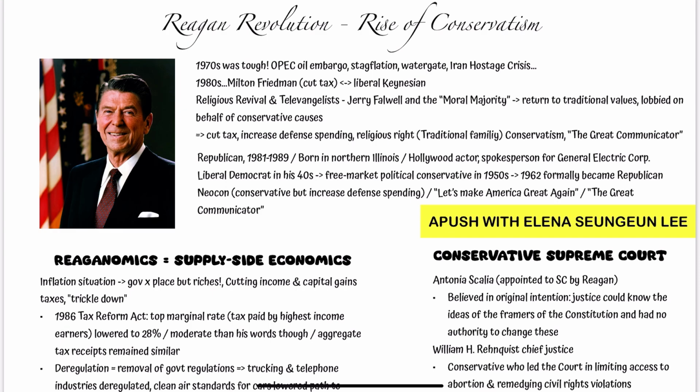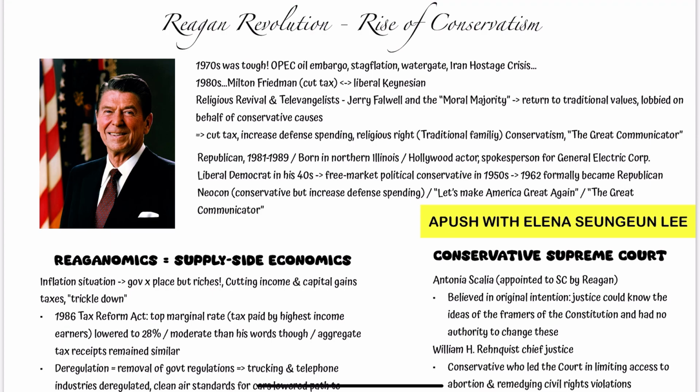So let's look at some key elements about him before we dive in. His political affiliation: he's a Republican. He served as president for 2 terms from 1981 to 1989. He was born in northern Illinois. Before being a president, he was a Hollywood actor. He was also a spokesperson for General Electric Corporation.